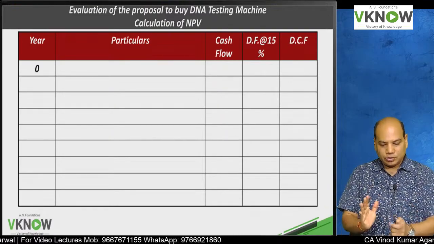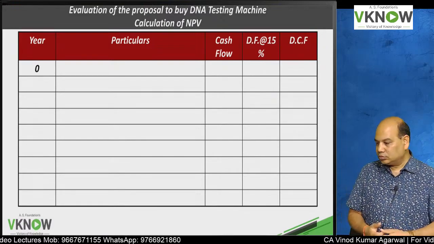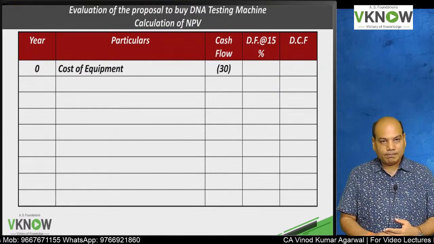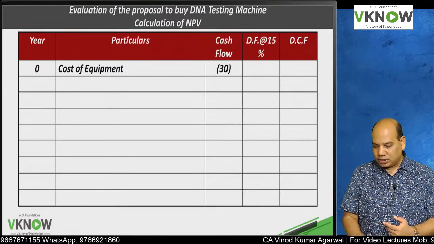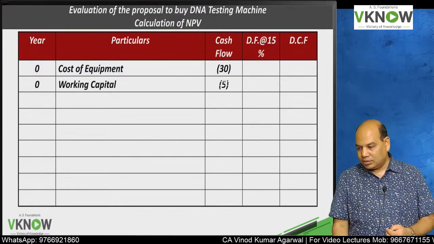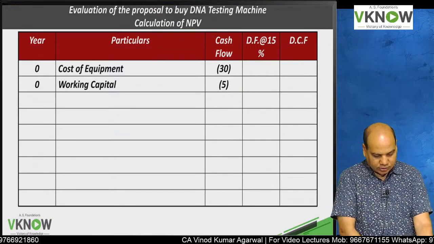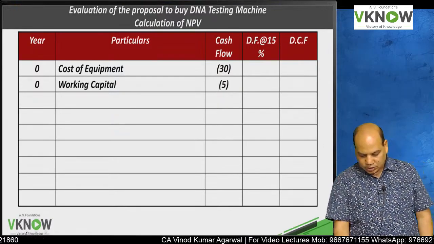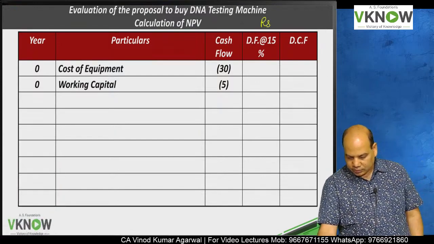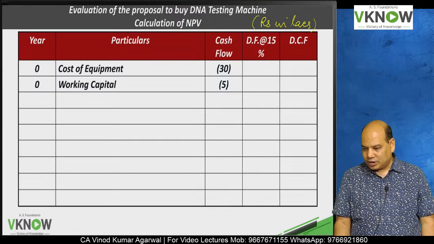First we will write down in year 0. In year 0 we have two outflows. One, cost of equipment 30. Year 0, one more outflow will be there, working capital 5. Then you write down rupees in lakhs. If not written, write rupees in lakhs here. To get full marks, write everything.